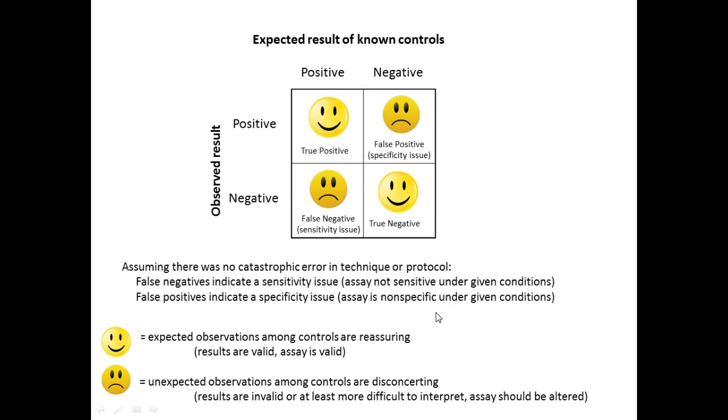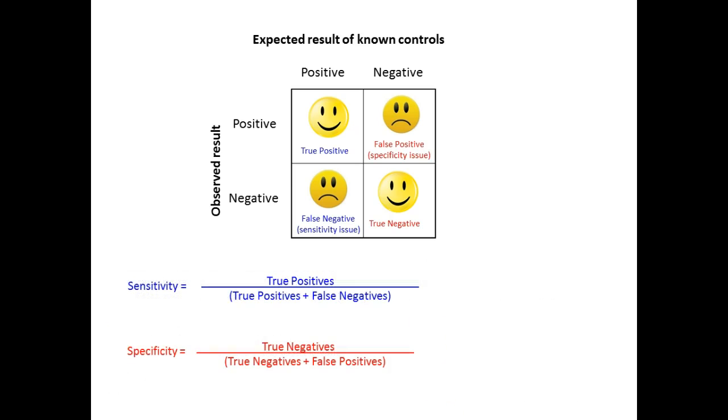So assuming you haven't had any catastrophic errors in technique or protocol, your positives should come out positive and your negatives should come out negative for your controls. If they don't, then you're dealing with sensitivity or specificity issues. And of course, we're going to be using this throughout the semester. So if you don't quite get it now, this is terminology we're going to keep using over and over again.